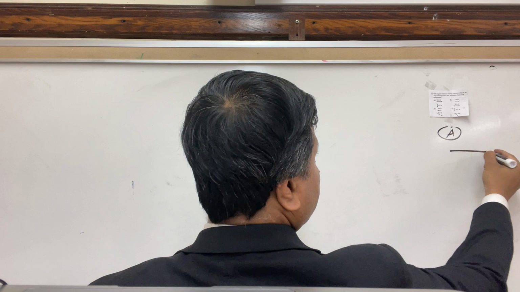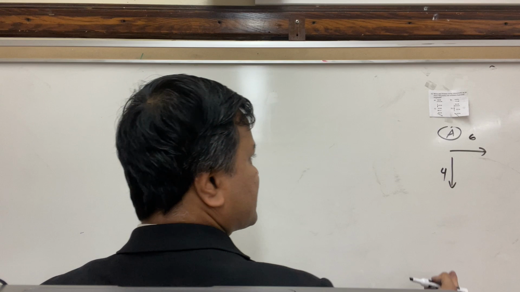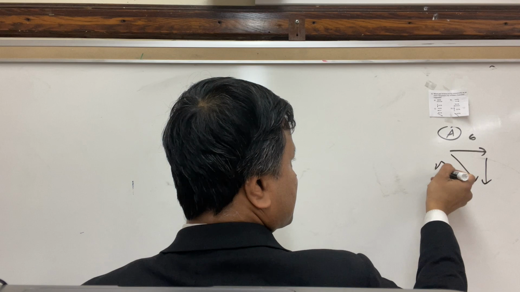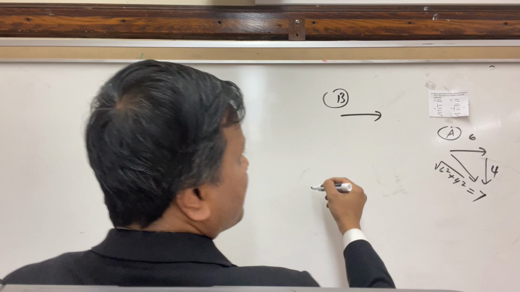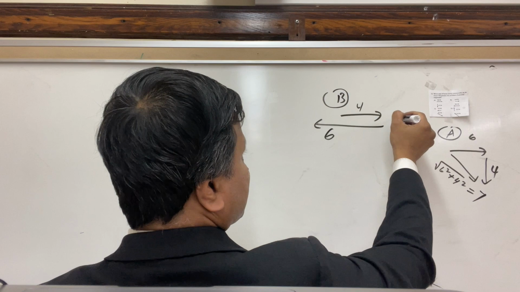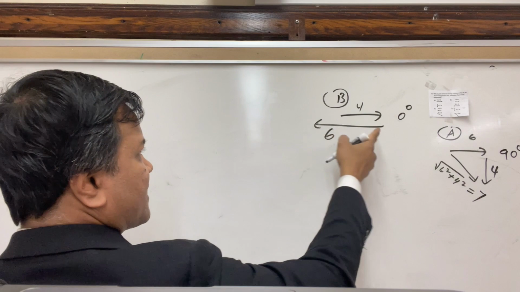Because A will not give you the greatest: this is 6, this is 4. If you do head and tail, you can move it over here. So the square root of 6 squared plus 4 squared is probably 7. Okay, B: 4, and this is 6. So this is 0 degree, and this is 90 degree, by the way. However, they are not the same in direction, so in this case it's 7 or 7.2.